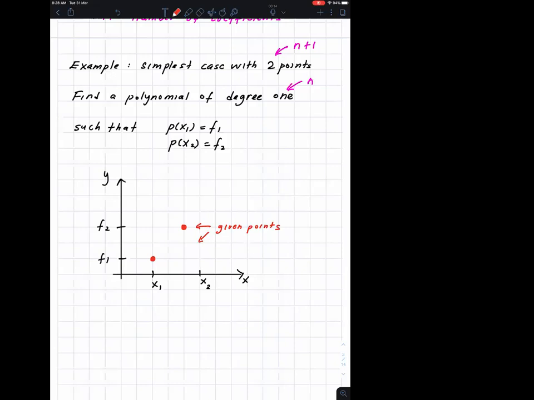So we're going to try to find the equation of the polynomial for this data set. Since this is a polynomial of degree 1, it's going to be a straight line, right? It's just a straight line, isn't it? For example, a degree 1.